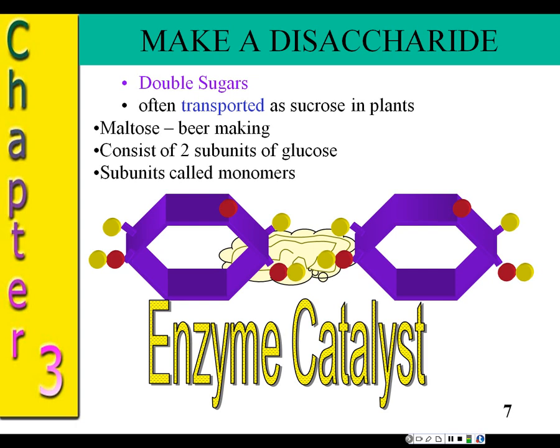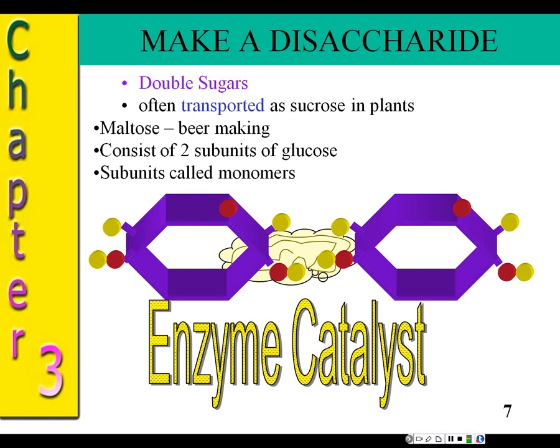It says we can make a double sugar. It says those guys are often transported in plants. It says we made who? Maltose, which is used in beer making. It says maltose consists of 2 subunits of glucose. And it says anytime we're talking about one subunit, we want to call it a monomer. So in the case of this, if we use the word monomer, this is a monosaccharide, correct. And then we'd add another monosaccharide and another monosaccharide.